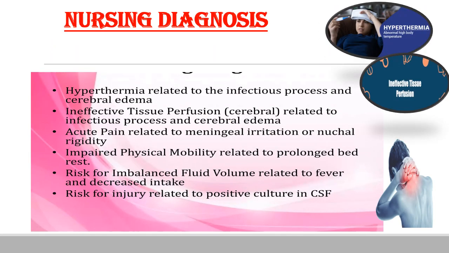Next, nursing diagnosis. What are the nursing diagnoses? First one is hyperthermia, related to infection process and cerebral edema. Next, ineffective tissue perfusion, related to infectious process and cerebral edema. Then acute pain is important, related to meningeal irritation and nuchal rigidity. Then impaired physical mobility related to prolonged bed rest. Risk for imbalanced fluid volume related to fever and decreased intake. Then risk for injury related to positive culture in CSF.